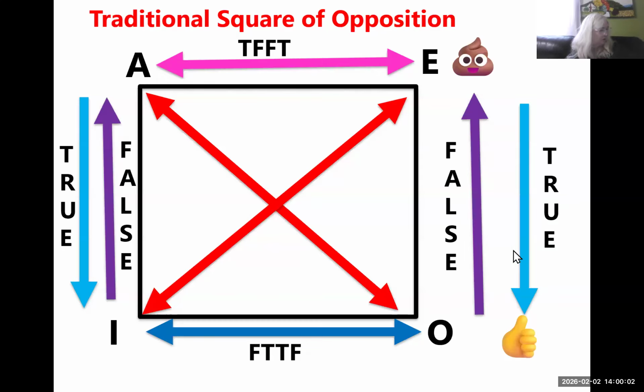Again, true goes down, so they could both be true. One could be true while the other's false, or one could be false while the other's true. Those are all our possible combinations. And again, we have our contradictoriness retained in our traditional square of opposition.